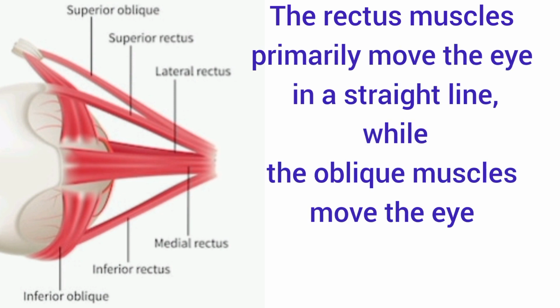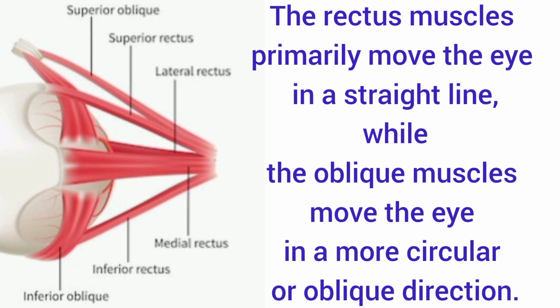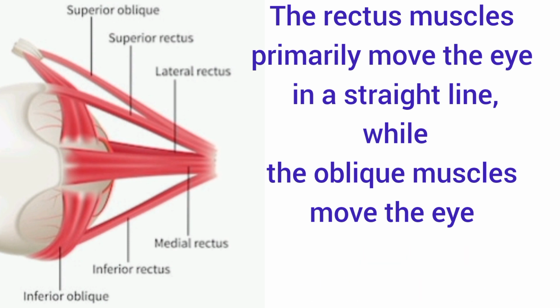Back to the functions of the muscles. The rectus muscles primarily move the eye in a straight line, while the oblique muscles move the eye in more circular or oblique directions.